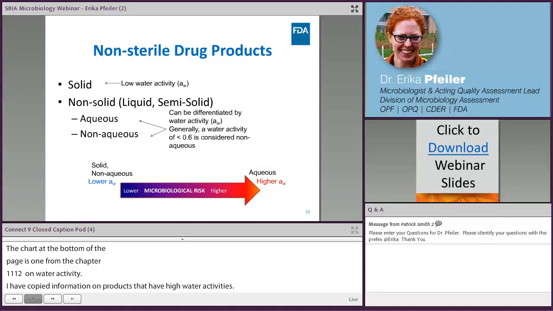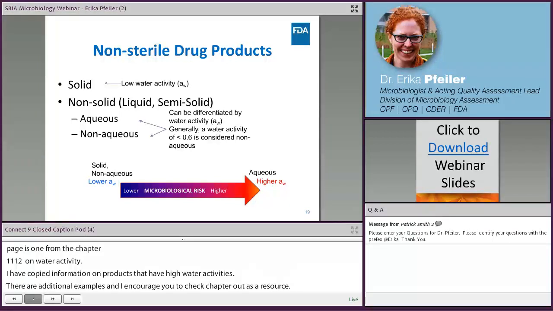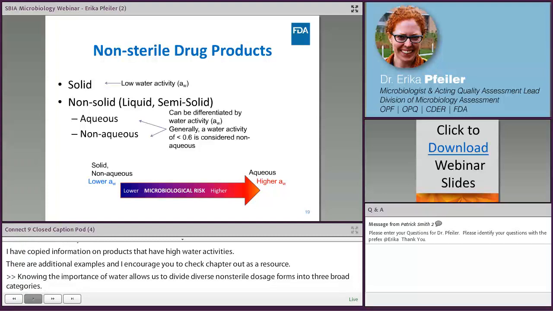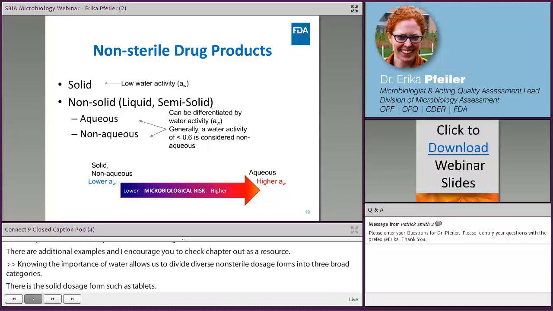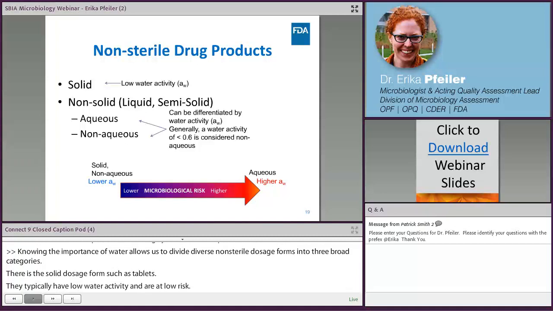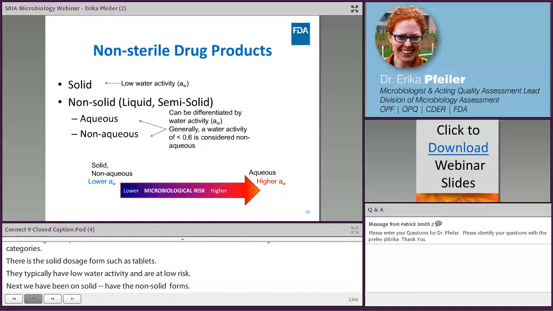Now, knowing the importance of water and water activity from a microbiological perspective allows us to divide very diverse non-sterile dosage forms into three very broad categories. First, we have the solid dosage forms, such as tablets, which are in their own group because of their low water activity. Since solid dosage forms typically have that low water activity, they're low risk for microbial proliferation over shelf life. Next, we have the non-solid dosage forms, which include both aqueous and non-aqueous products. Non-aqueous dosage forms are distinguished because they either have low water activity or they just don't contain any water, and are a very low risk for proliferation.